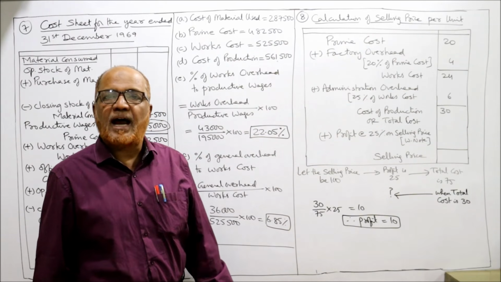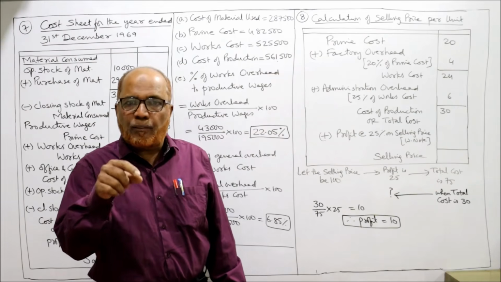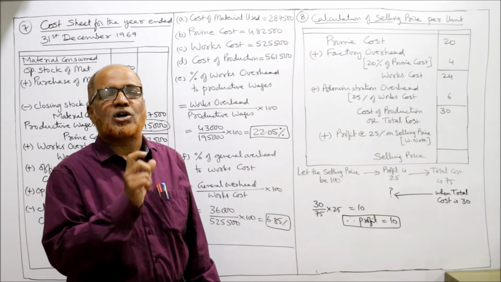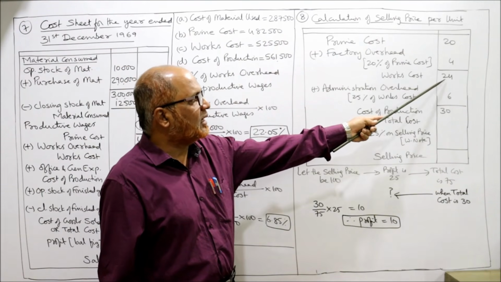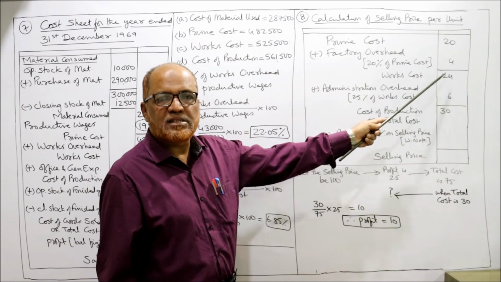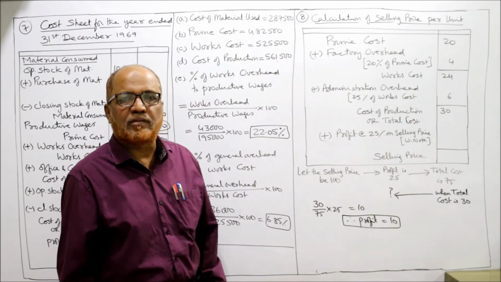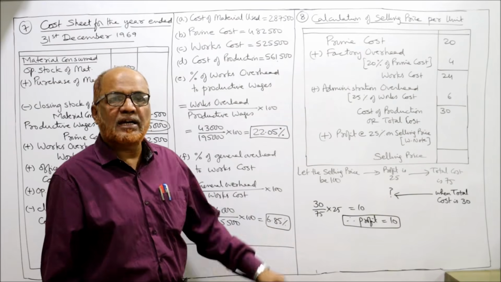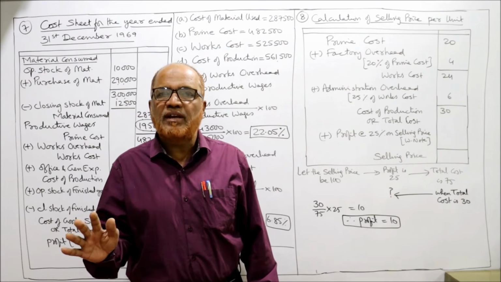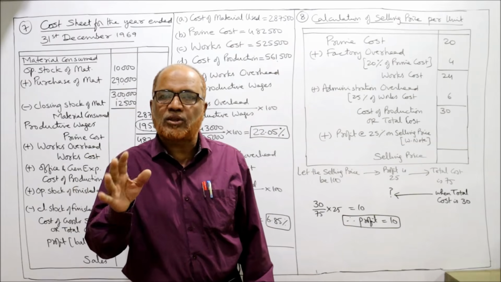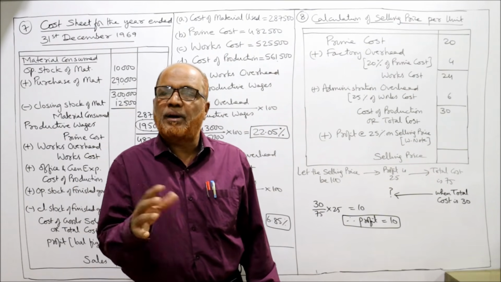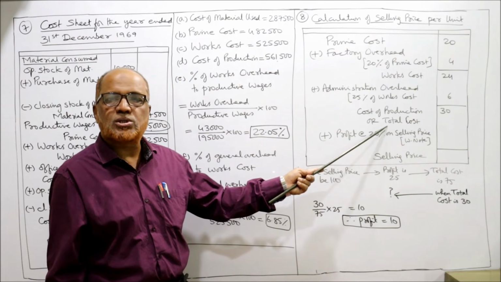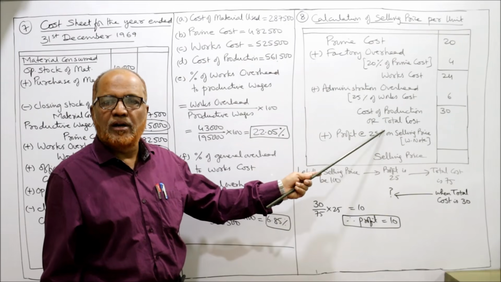To works cost we add administration overhead. In the problem it is given that administration overhead is 25% of works cost. So 25% of 24 rupees. 24 rupees into 25%, you will get 6 rupees. So add up 6 rupees, we will get 30 rupees. So after adding administration overhead we will get cost of production. We don't have any selling and distribution overhead. If we had, we would add it, but we don't have. So cost of production itself will become the total cost.